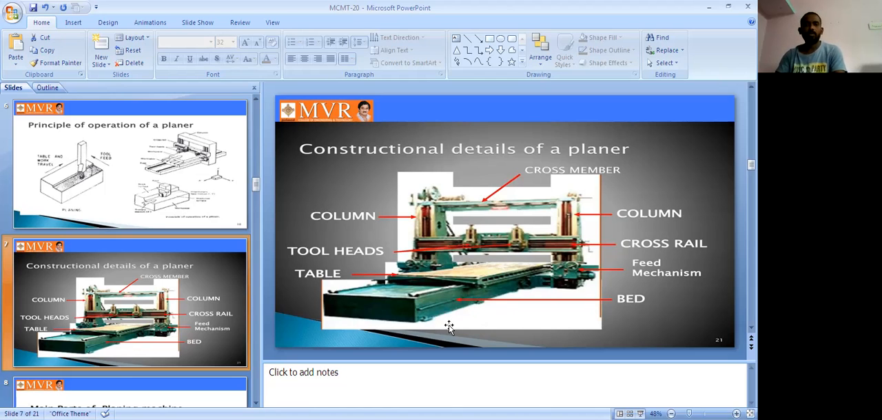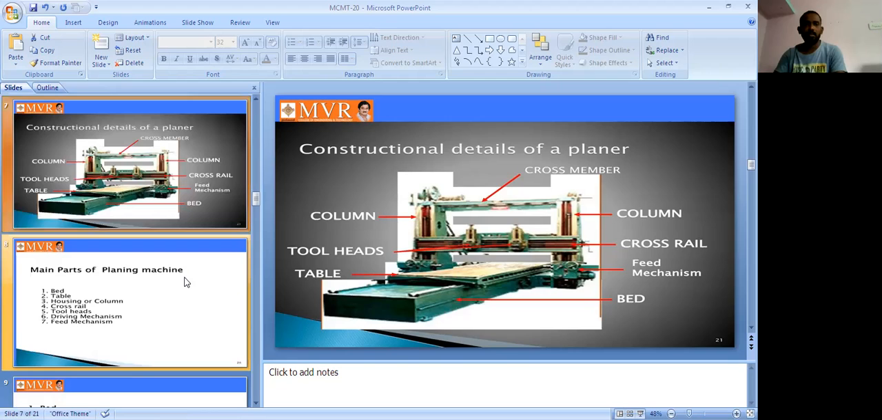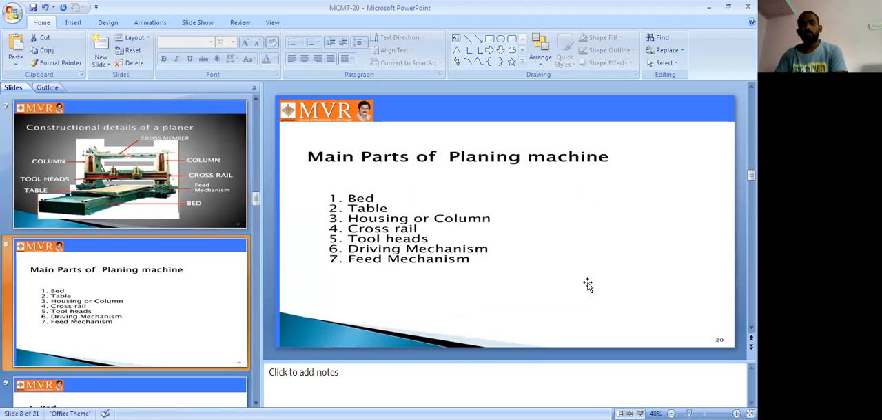So on the bed we are fitting the table. On the table we are fitting the workpiece. On the workpiece side we can see the two head column one. Okay, so these are the parts. So you see here each and every part has a detailed work function one. So the main parts of the planing machine. In this planing machine, these parts are very important. These parts play the key role in the planing machine operation.